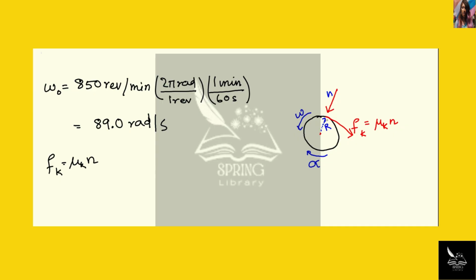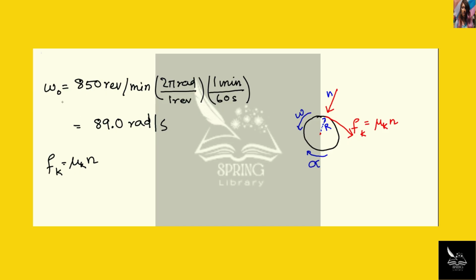So first, let's set up the problem and then we can talk about how to solve them. Let's say this is the grindstone and the direction of rotation for the grindstone is counterclockwise. That's why omega is in this direction, and omega is the angular speed of the grindstone. It's counterclockwise and there's a frictional force acting opposite to the direction of the angular speed, which is Fk, and we know that Fk is mu k times n, where n is the normal force.